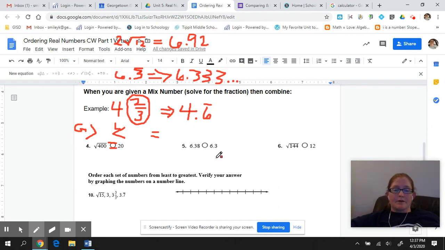This one is your greater than, your less than, or your equal to. 6.38 and 6.3, they're already decimals, so you're just simply comparing them. So 6.38 is greater than. And the square root of 144 is actually 12, so we have another equal to.